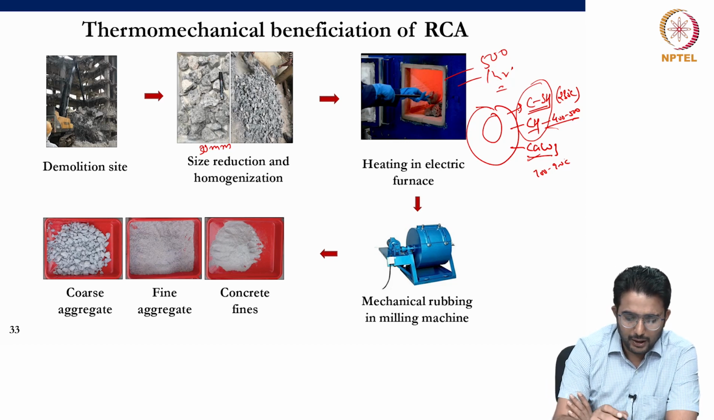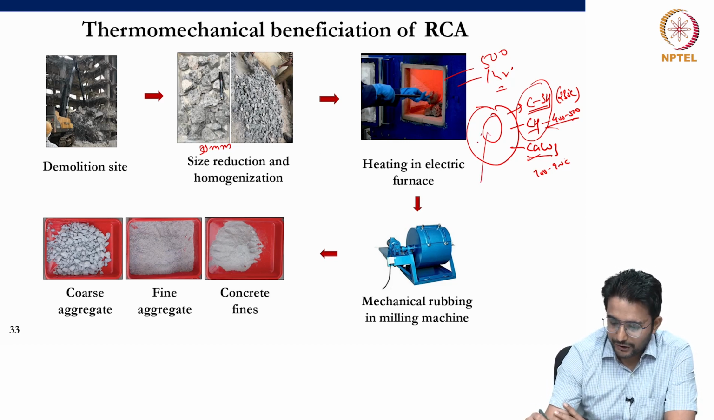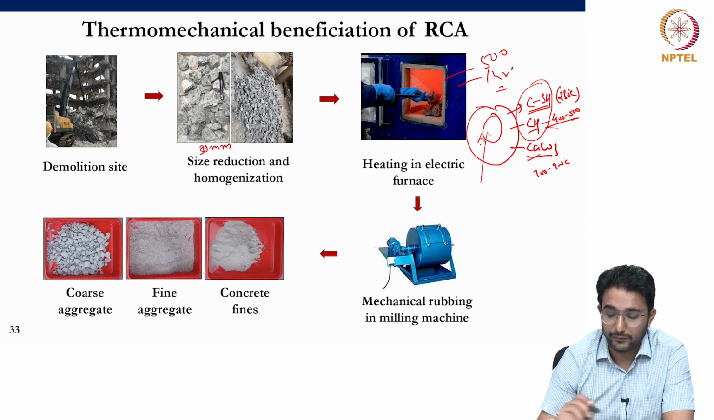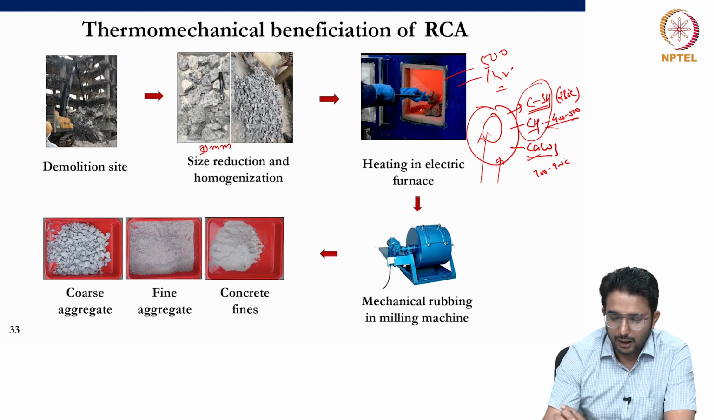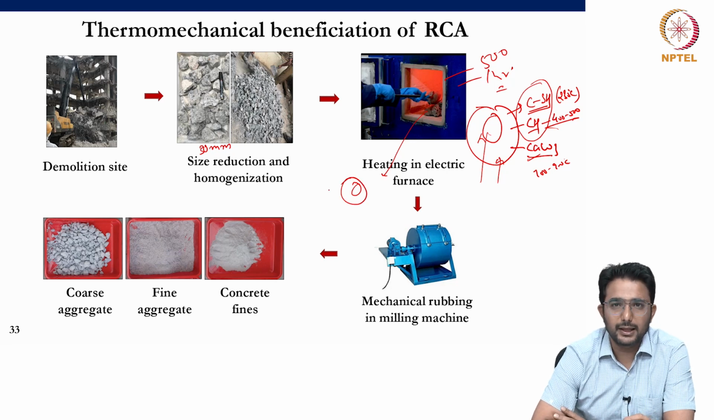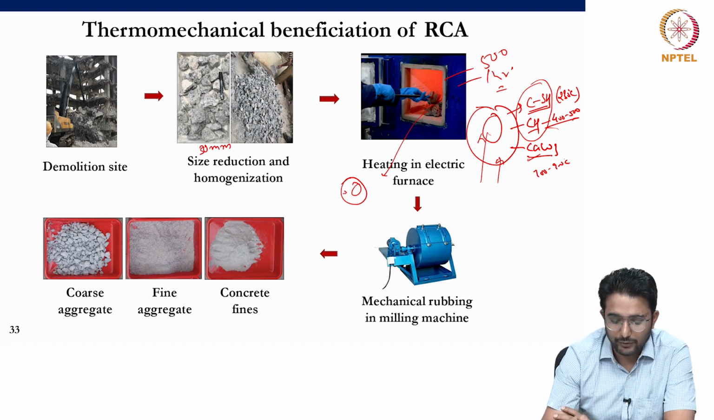For example, the coefficient of thermal expansion of the aggregate is different from the coefficient of thermal expansion of the mortar. So obviously because of this difference in the coefficient of expansion, the weakening of the adhered mortar will be done. And after keeping them in the oven, these concrete chunks are kept in the open environment, or you can say at the ambient temperature. So there will be thermal shock, and because of the thermal shock, again the weakening of the adhered mortar will be happening.